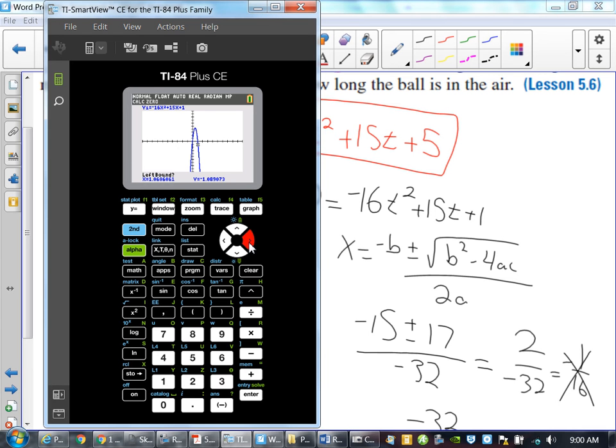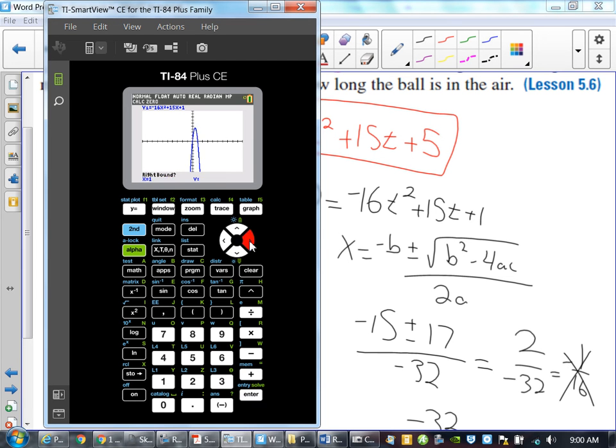A real easy way to figure out your above and your below portions is to move back and forth and notice how your y values switch from positive to negative. That's about as close as I can get, so I hit enter for that one.